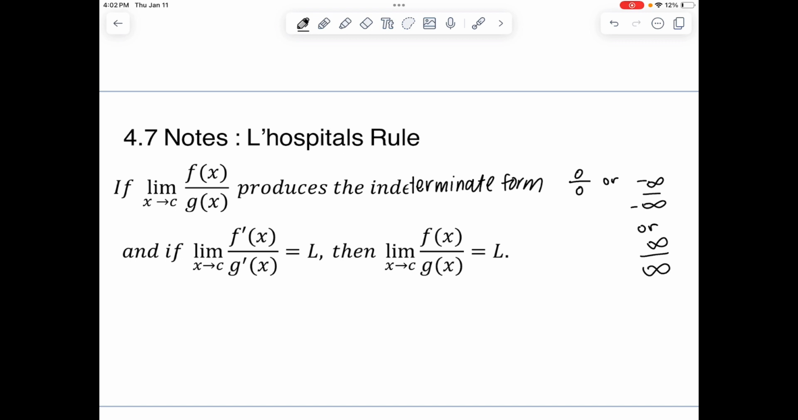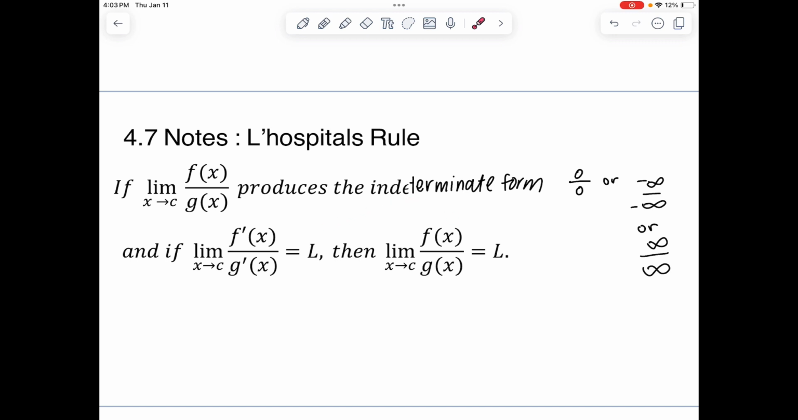But you're probably like, no, limits are back. Yes, they are back. But essentially what this is saying is that if the limit of a rational function comes out to be 0 over 0 or infinity over infinity or negative infinity over negative infinity, then you can take the derivative of the numerator and the derivative of the denominator. And if a real number comes out, then that real number is also the limit of the original function before you took the derivatives.